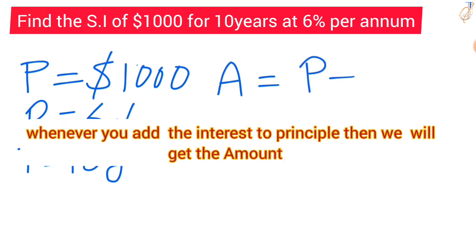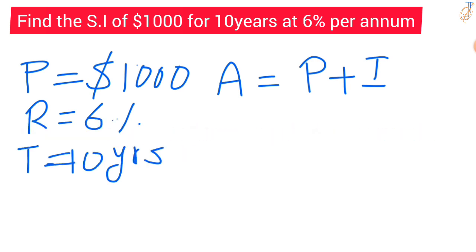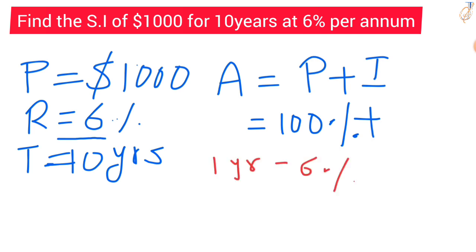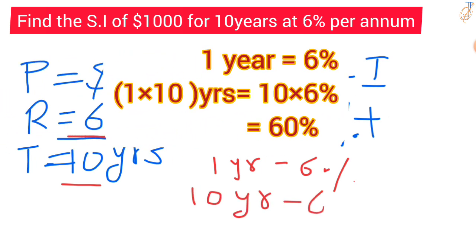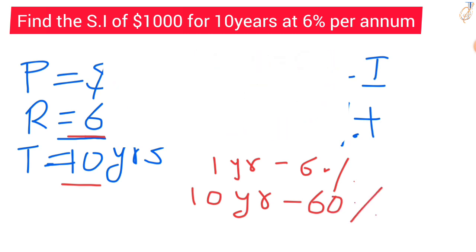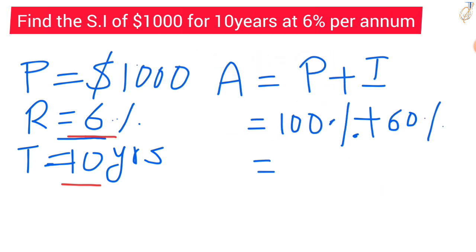Whenever you add the interest to the principal, then only you get the amount. So the trick is just to consider the principal as 100%. Then what is the interest percentage? So how do you get the interest? Here they are giving the rate as 6%. For 1 year the rate is 6%, but they are giving 10 years. So you have to calculate for 10 years. So for 1 year 6% means for 10 years it is 60%. The interest is 60%. 100% plus 60% will get 160%.